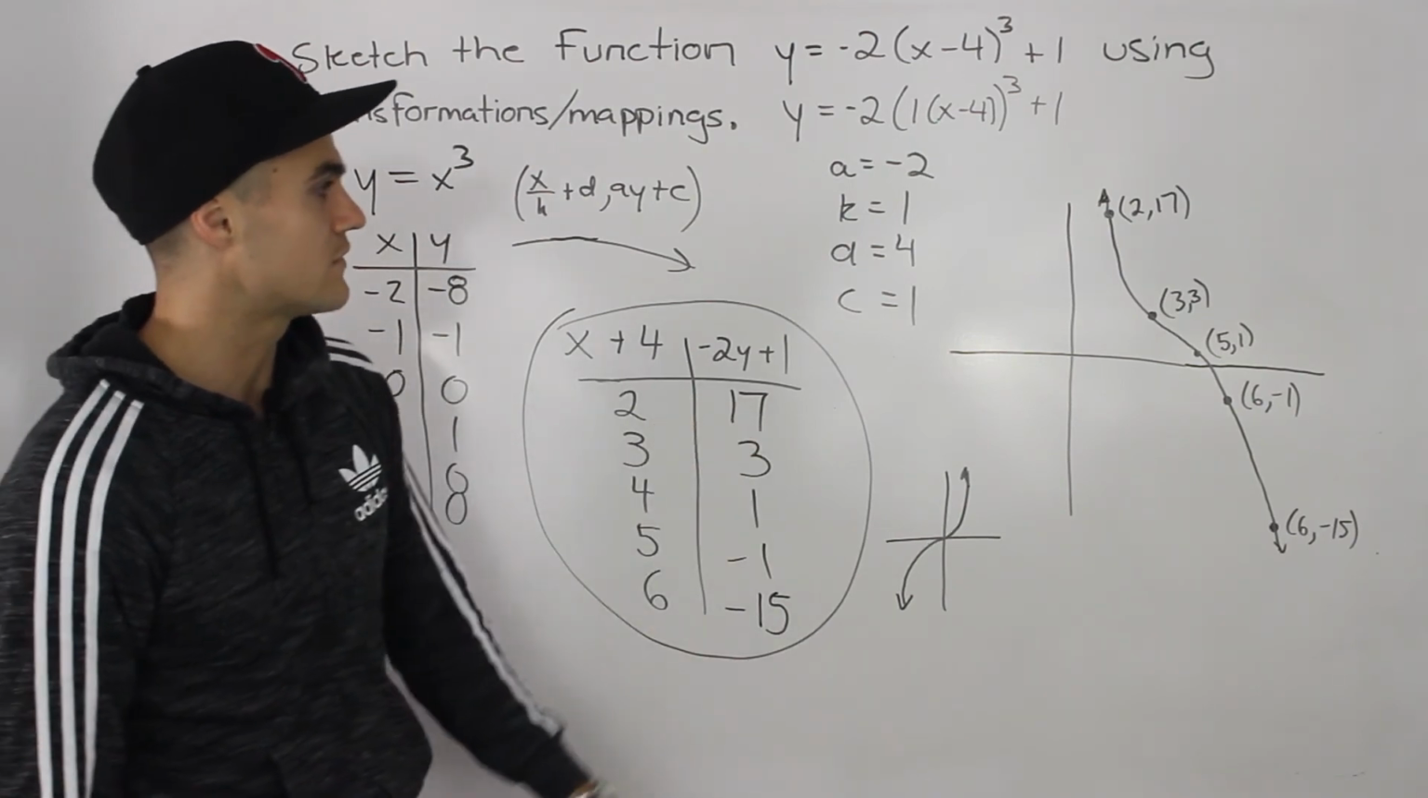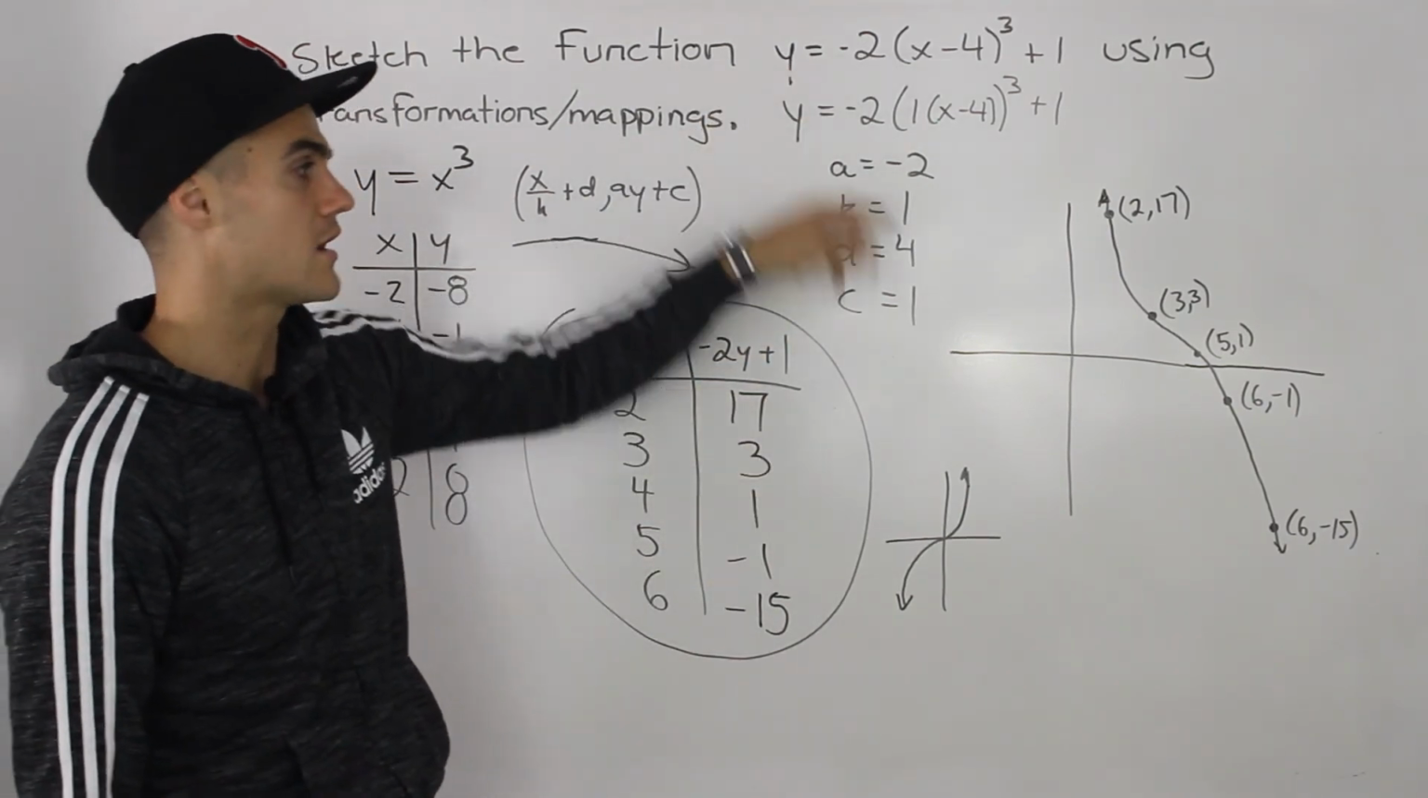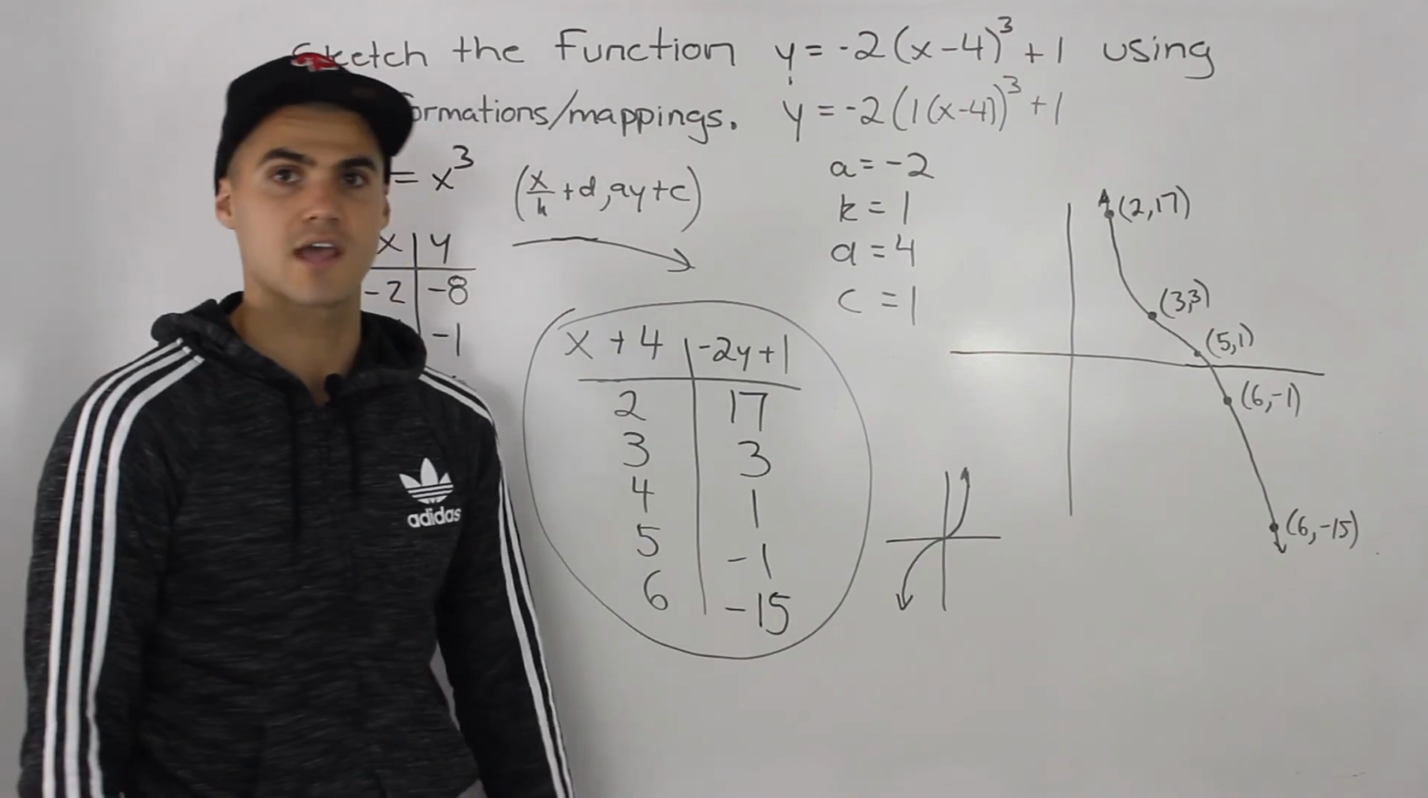So you just take that table of values, check it if you have time, and then you just sketch the points and make the graph.